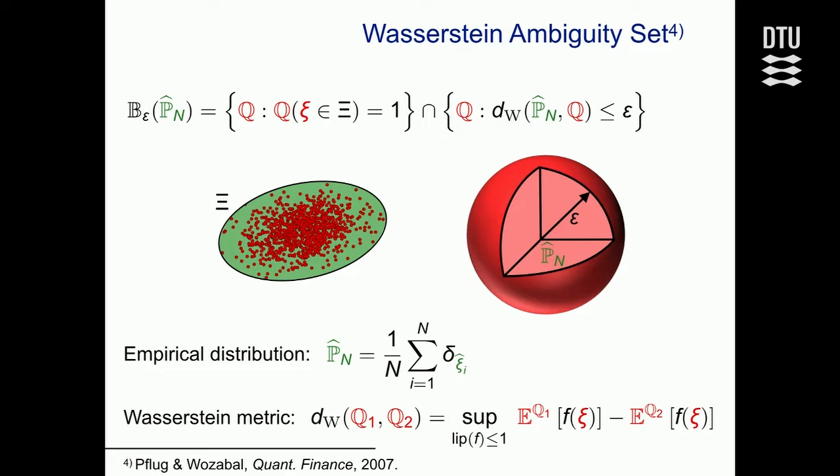What I do is, for any fixed test function f, I evaluate the expected value of f of xi with respect to the first distribution and with respect to the second distribution, and I take the difference. And I try to maximize this quantity over all test functions with this slope constraint. Okay?